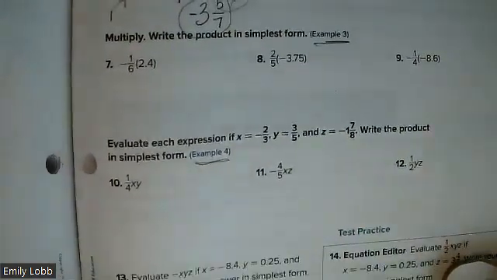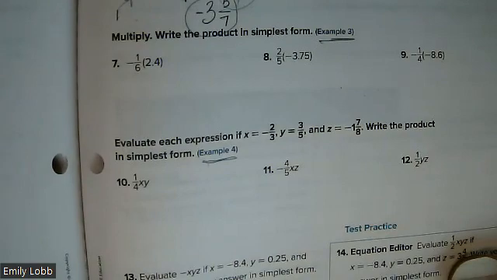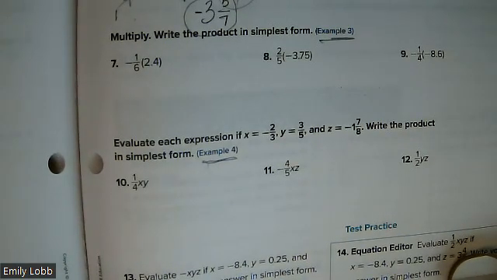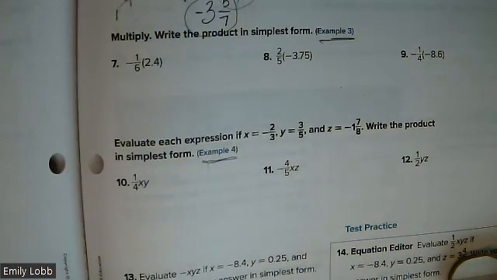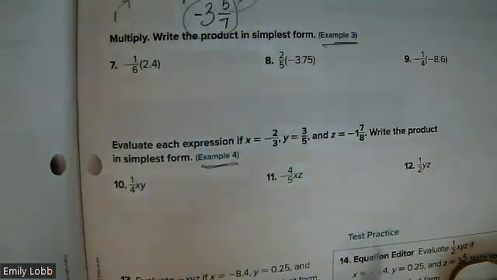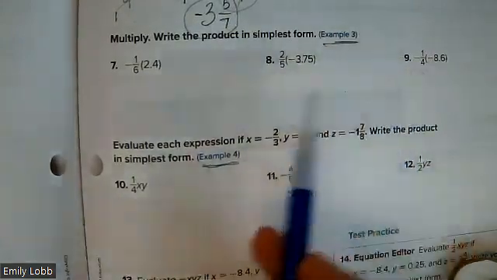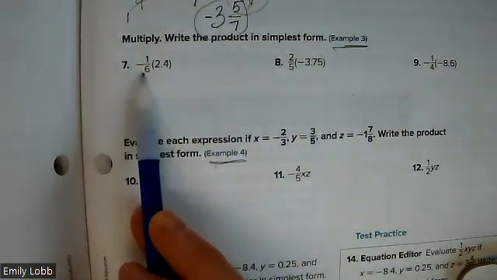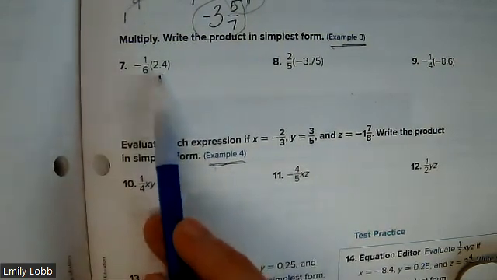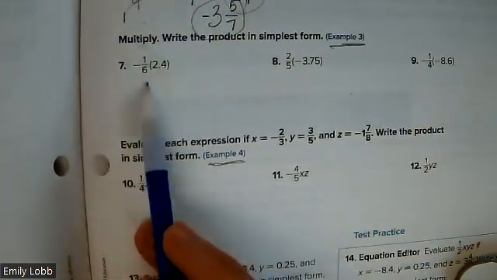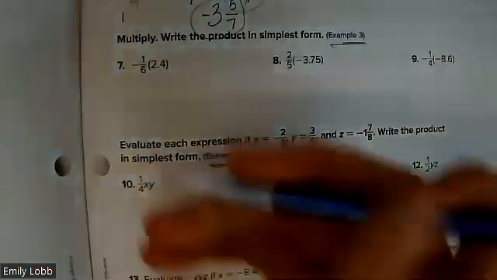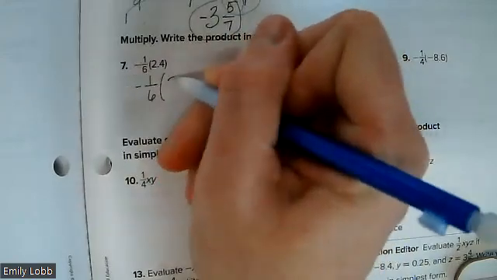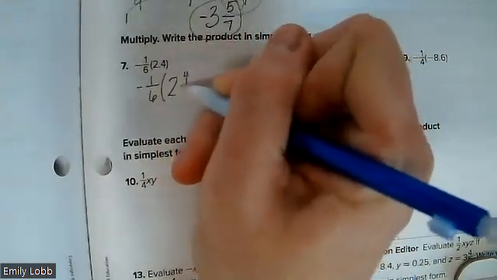This section, it says to go back to example 3. Now, they only gave you one that you have to change to fractions. These others you could change to decimals rather easily. But 1/6 I can't change to a decimal. So I have to change 2 and 4/10. If you can say this, you can write it. So I have negative 1/6 and I have 2 and 4/10.